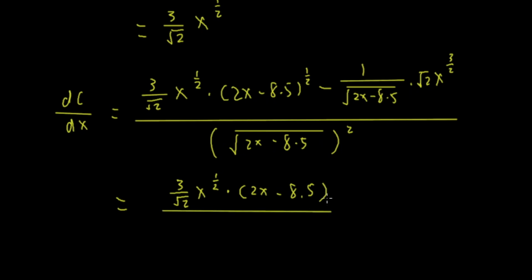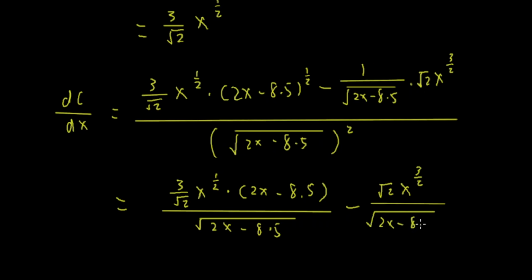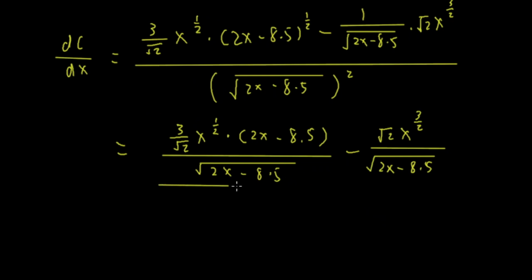Divide by here, square root of 2x minus 8.5, minus here, square root of 2 times x to the power of 3 over 2 over square root of 2x minus 8.5, right? Of course, all this thing divided by this, right? So this is exactly equal to 2x minus 8.5. Let me write the equal sign in the middle. Okay.